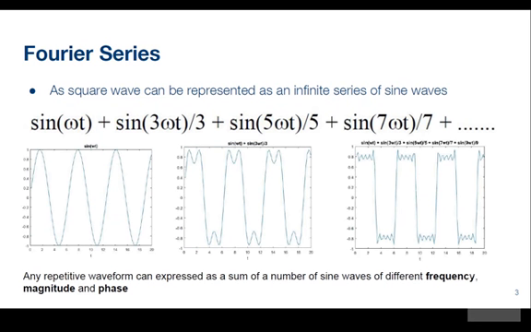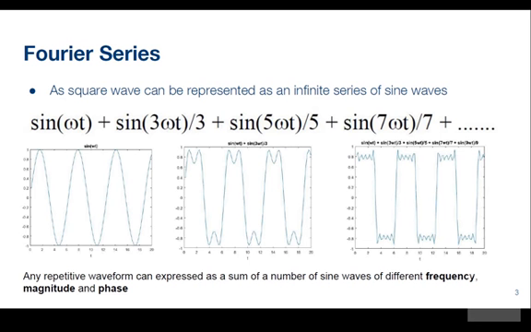The basic idea of Fourier's theory is that any signal can be represented by, strictly speaking, an infinite series of sine waves. But we'll see that a sum of a large number of sine waves can be just as good in some cases. And we can see this here.